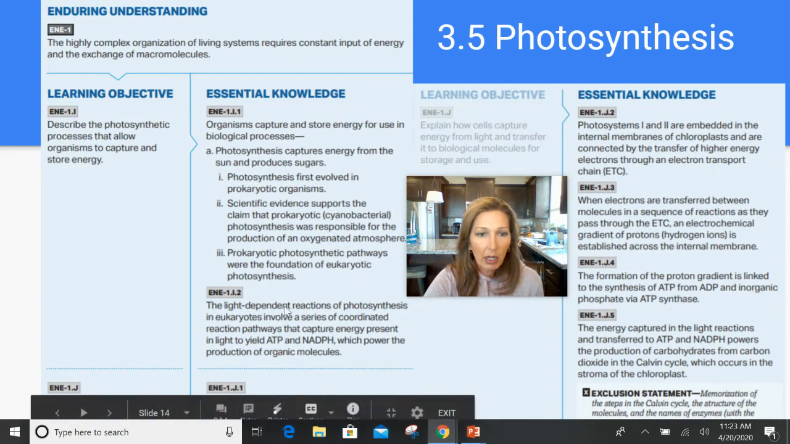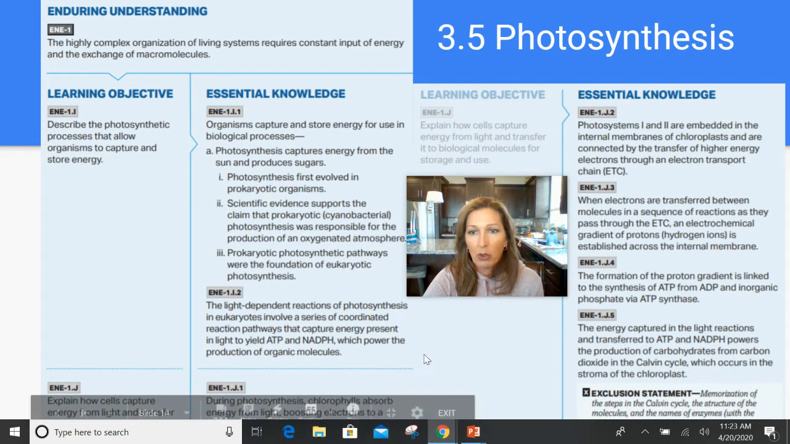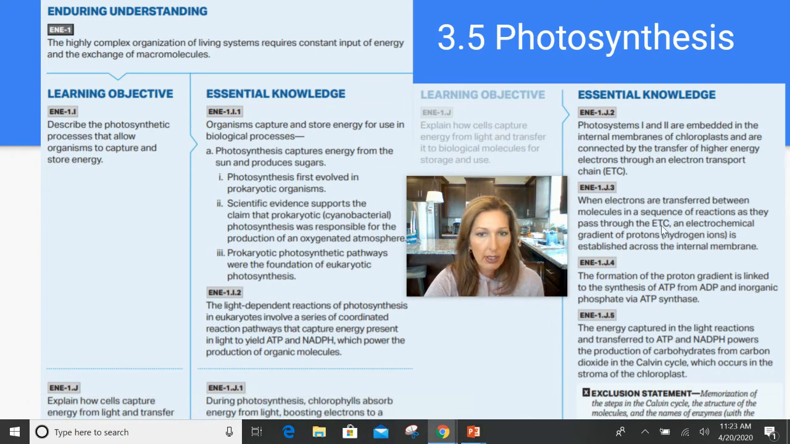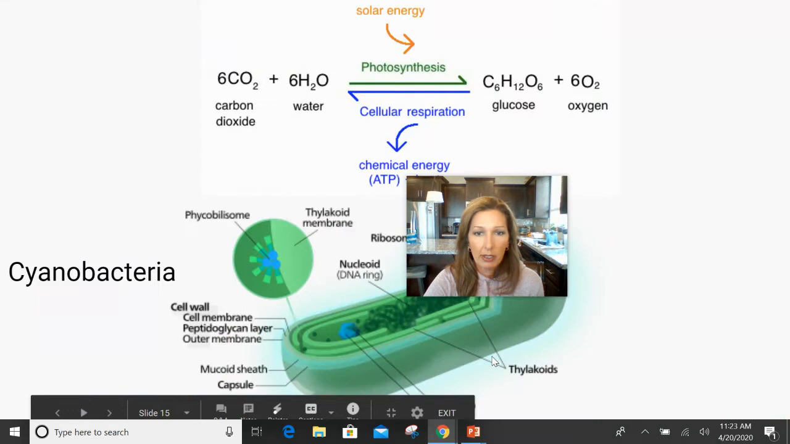So we'll make sure that we're understanding that, but mainly what we need to make sure that we are understanding is the light dependent versus the Calvin cycle and some of the major events that happen with that, and also where ATP synthase is located, and where the electron transport chain happens in photosynthesis and the chloroplast is what we're going to make sure that we are addressing.